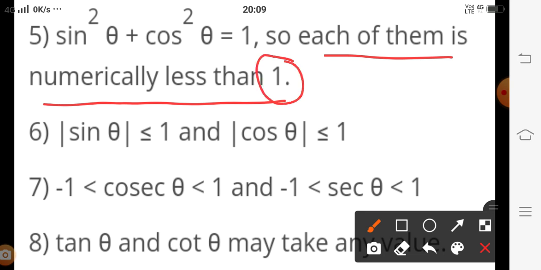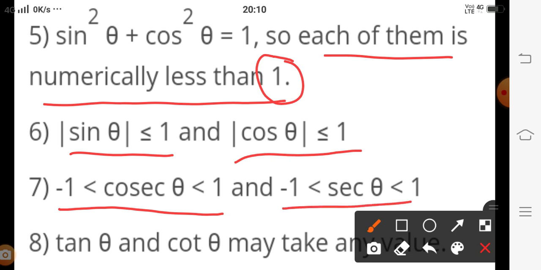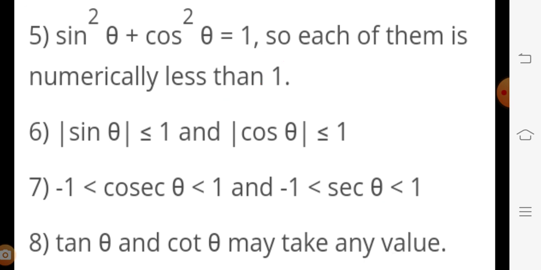It is clear from this that the magnitude of sin theta is less than or equal to 1 if cos is 0, and if sin is 0 then the magnitude of cos theta is less than or equal to 1. Same for cosec and sec theta. If you are finding the value of cosec theta, then cosec theta lies between minus 1 and 1, and sec theta we are getting as minus 1 to 1. Tan theta and cot theta may take any value.